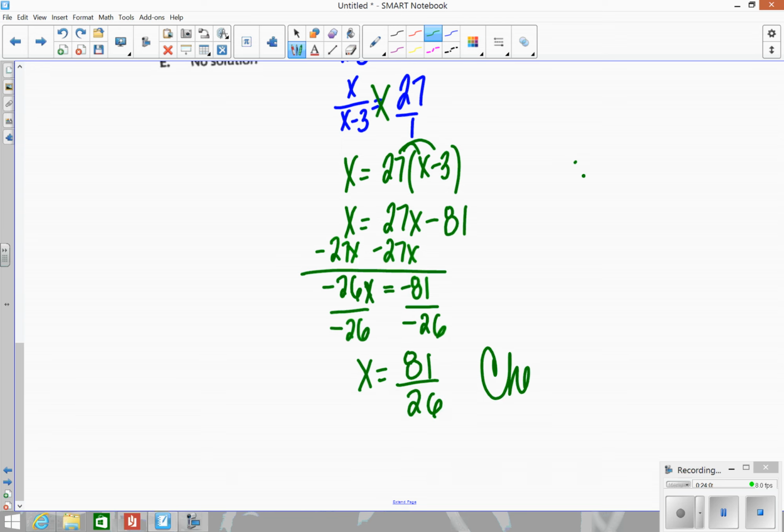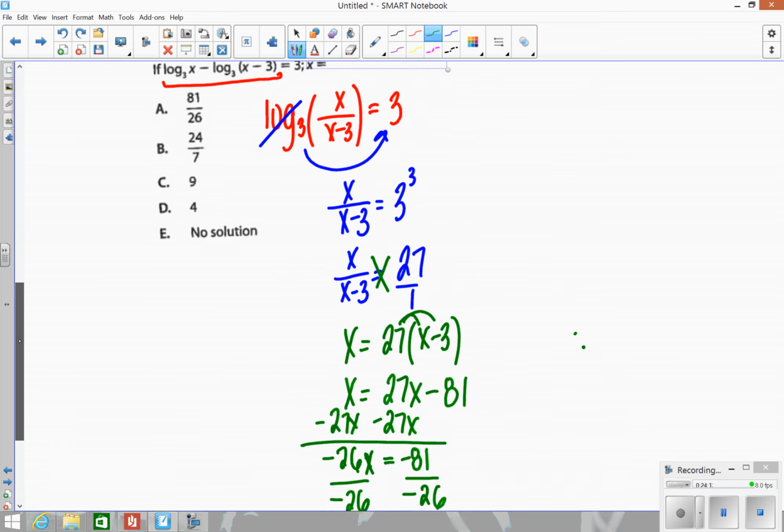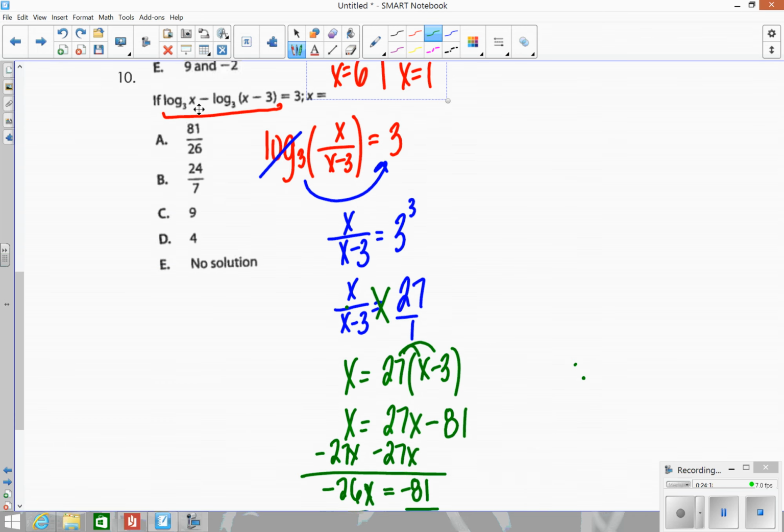And with these log equations, remember, you've got to remember to check your answers. So if I were to plug this back in, it's not going to create a taking log of 0 or a negative number. So that means it is an answer. It does check.